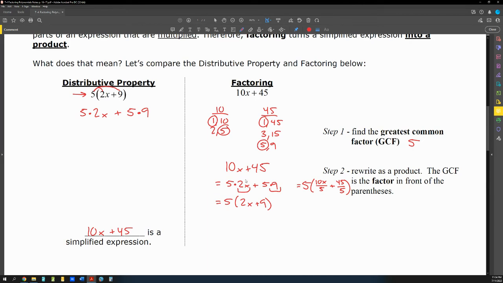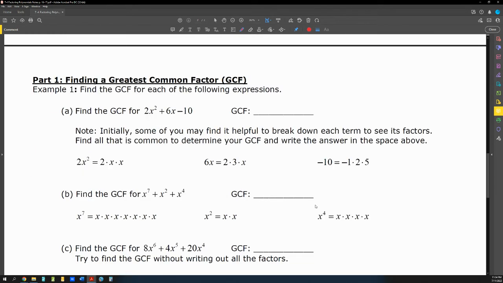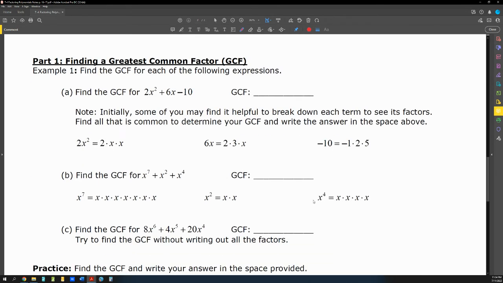Whichever way you want to think about this, as pulling out that factor in multiplication or by dividing out that GCF, it's a similar process. Okay, so let's take a look at a couple ways to find the GCF. So let's find the greatest common factor of these expressions. 1a. Find the GCF of the quadratic trinomial 2x squared plus 6x minus 10.